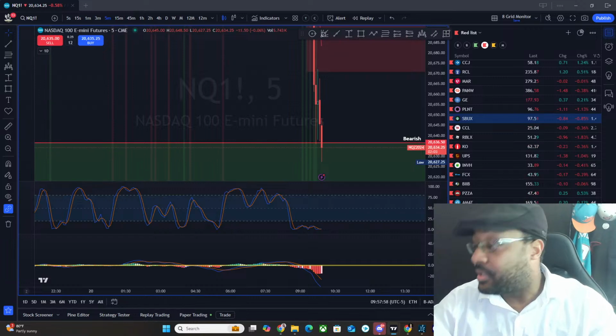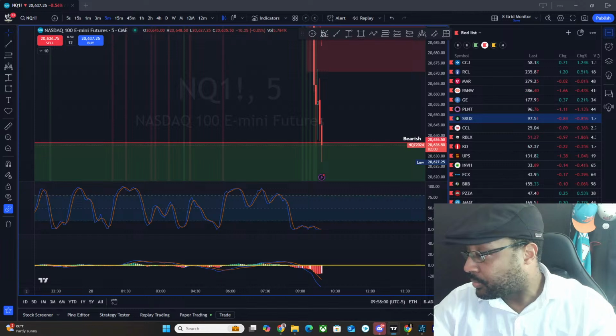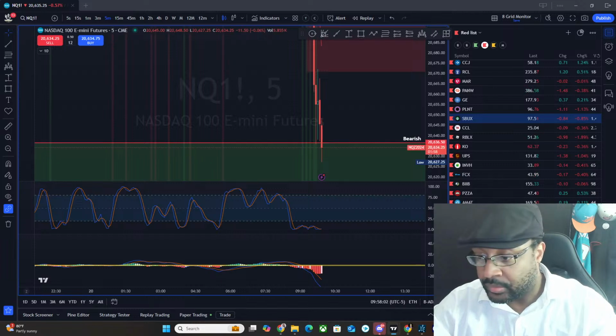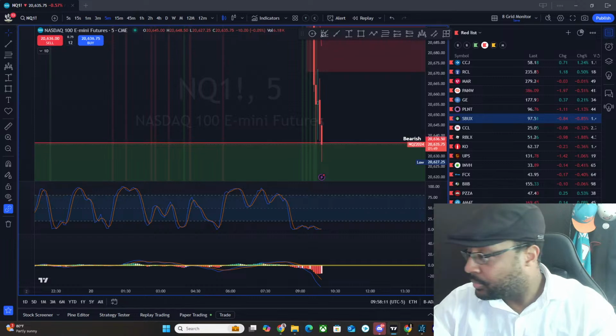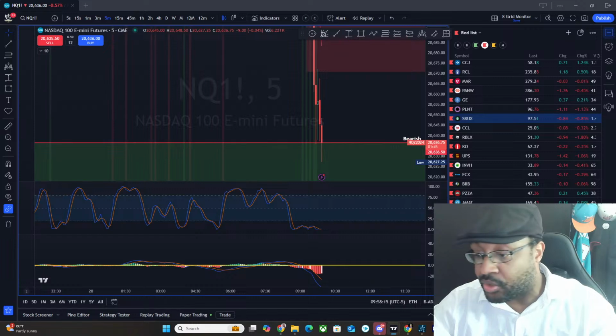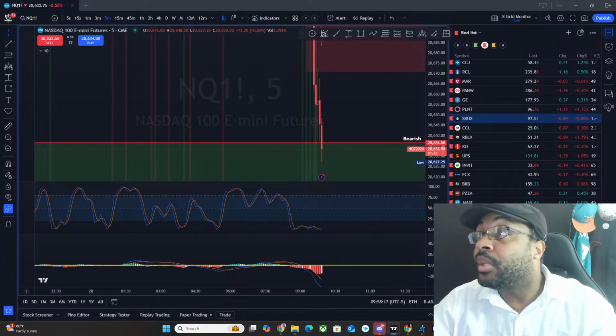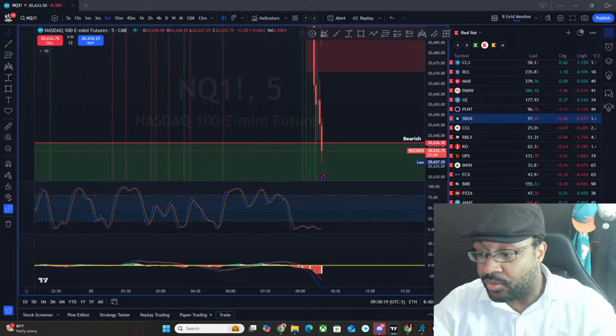Let's see if we can get to the center point of that fair value gap. We're going to get a new 1 hour candle soon. I don't think the bulls really had any control, so I'm thinking continuation.